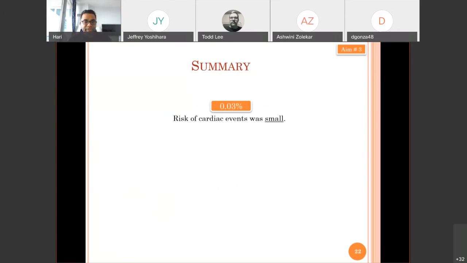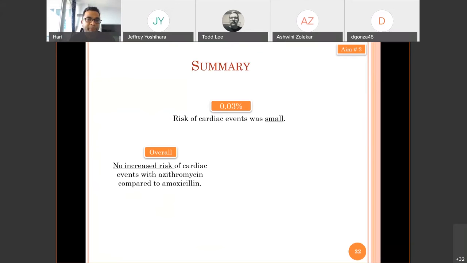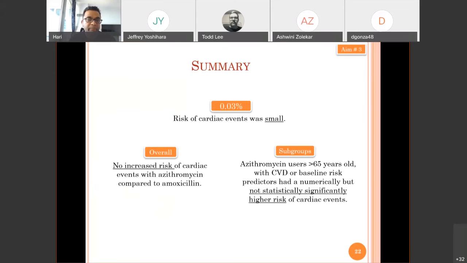So in summary, the overall risk of cardiac events was very small, 0.03, which translates to about 3 to 4 per 10,000. What we found was there was no increase in the overall population when you're comparing azithromycin versus amoxicillin. And in the subgroups, we did see some trends, but really nothing significant.